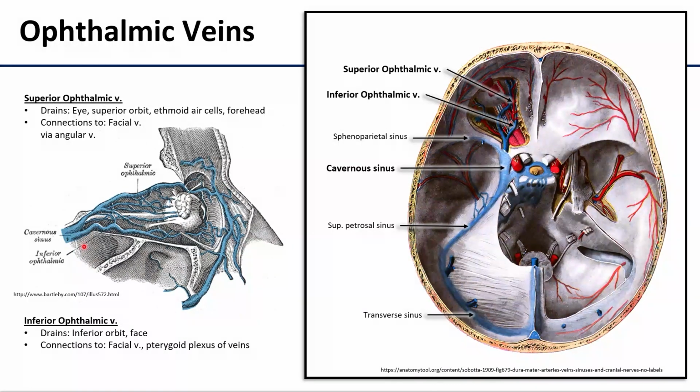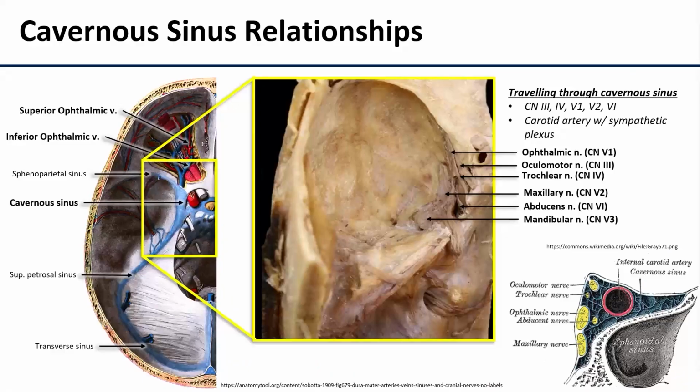The inferior ophthalmic vein, this one down here, is going to drain the inferior orbit and part of the face. It also has connections to the facial vein and also down into the pterygoid plexus of veins that sit in the infratemporal fossa. These connections are important to remember because they can be a pathway for infection to spread. And they're especially important here because those ophthalmic veins drain directly into the cavernous sinus, which sits around the brain inside the cranium.